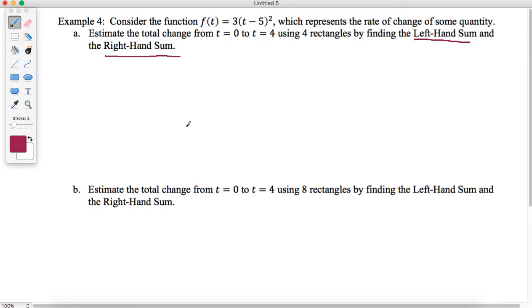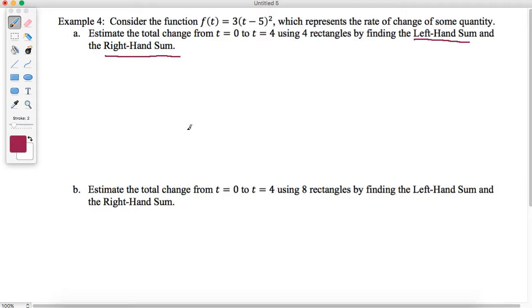Now, I have a function here. So in the last example, we had a table. And now I have a function, f of t equals 3 times (t minus 5) squared. This represents the rate of change of some quantity, right? Since that represents a rate of change, then we're going to estimate the total change from t equals 0 to t equals 4 using 4 rectangles by using left-hand sums and right-hand sums.